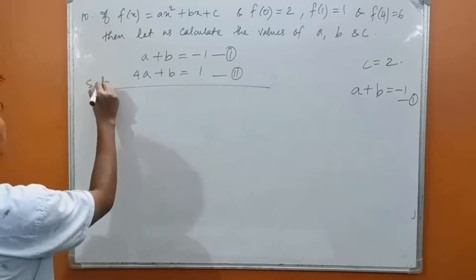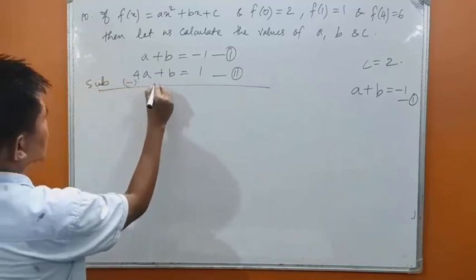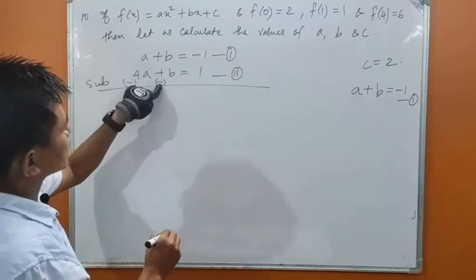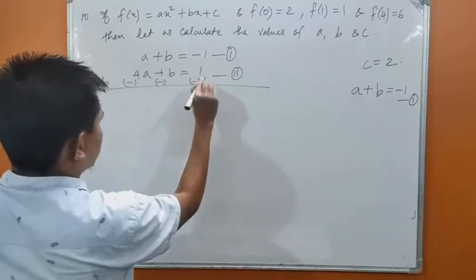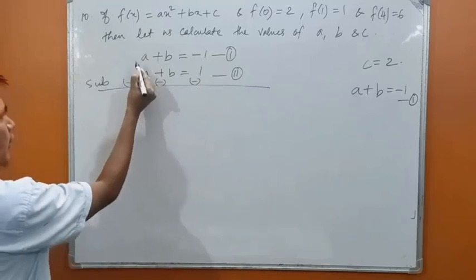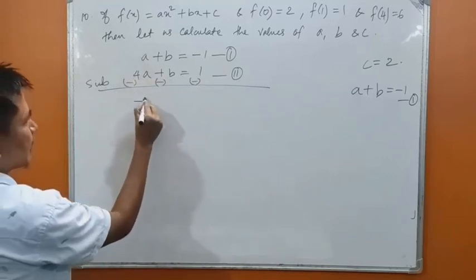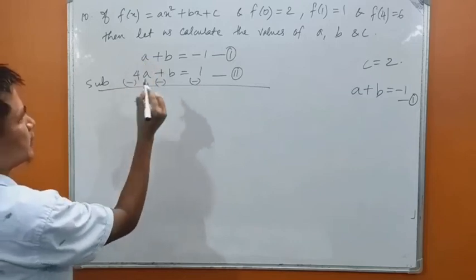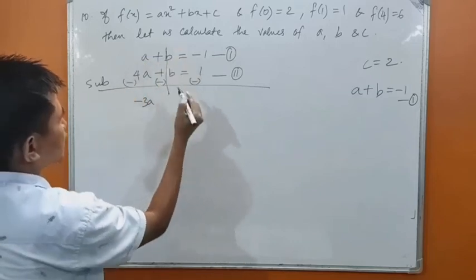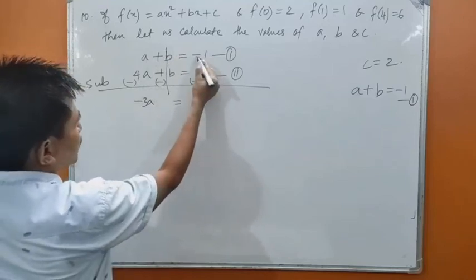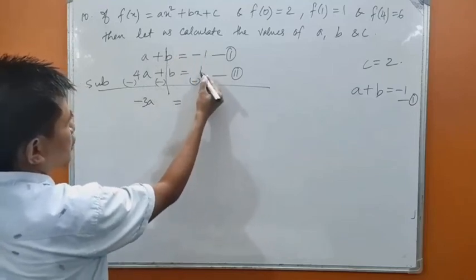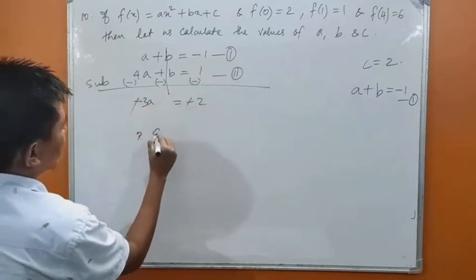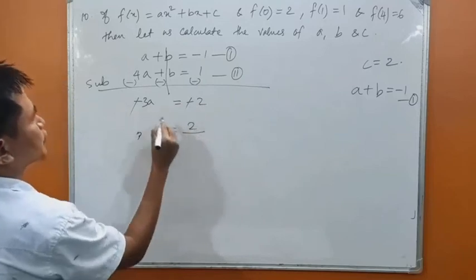Subtracting, when we subtract we have to change the sign. This plus 4a becomes minus 4a, plus b becomes minus b, plus 1 becomes minus 1. Minus 4a and plus a becomes minus 3a. 4a minus a is 3a, sign of the greater number comes here. Plus b and minus b cancel out, so minus 1 and minus 1 is minus 2. This minus and this minus cancel out, a equals 2 upon 3, this 3 comes in the denominator.